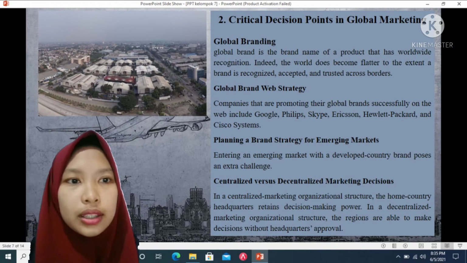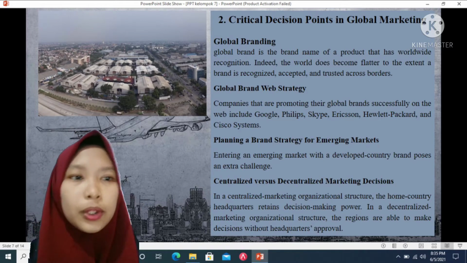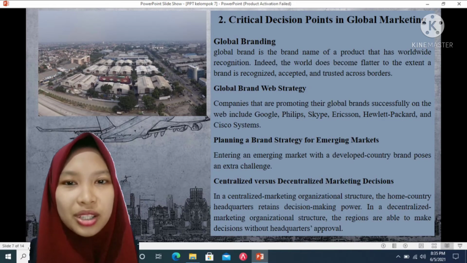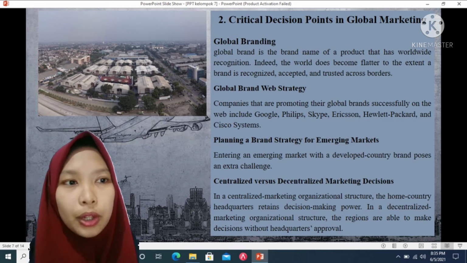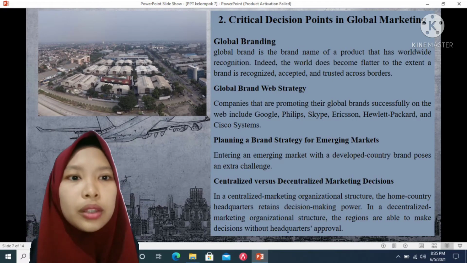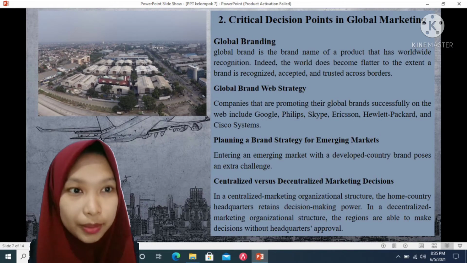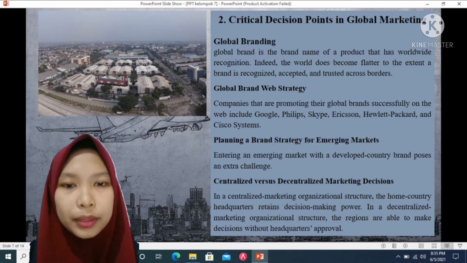Planning a brand strategy for emerging markets. Entering an emerging market with a developed country brand poses an extra challenge, as noted in section 14.1, fundamentals of global marketing, in the explanation of Muhammad Nuriansyah. Income levels in emerging markets are lower, so companies tend to price their products as inexpensively as possible. Okay, this lower cost strategy may have consequences for the company's brand.